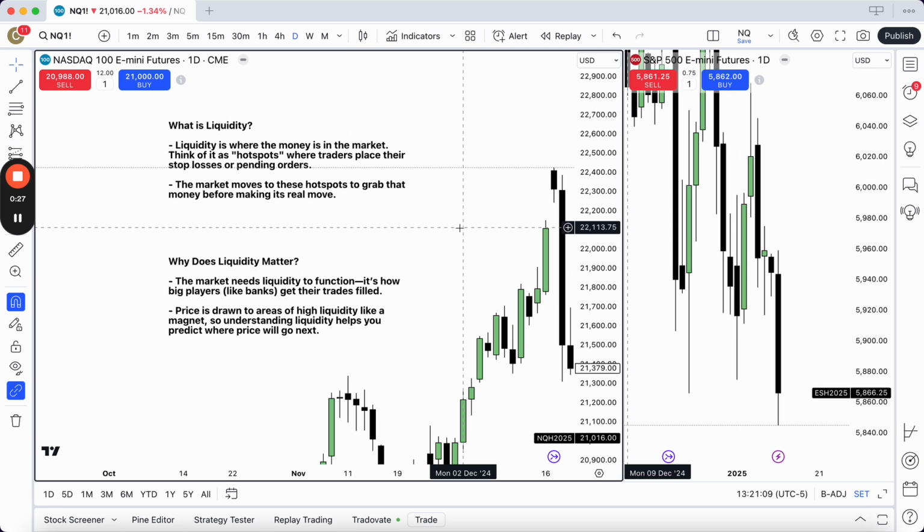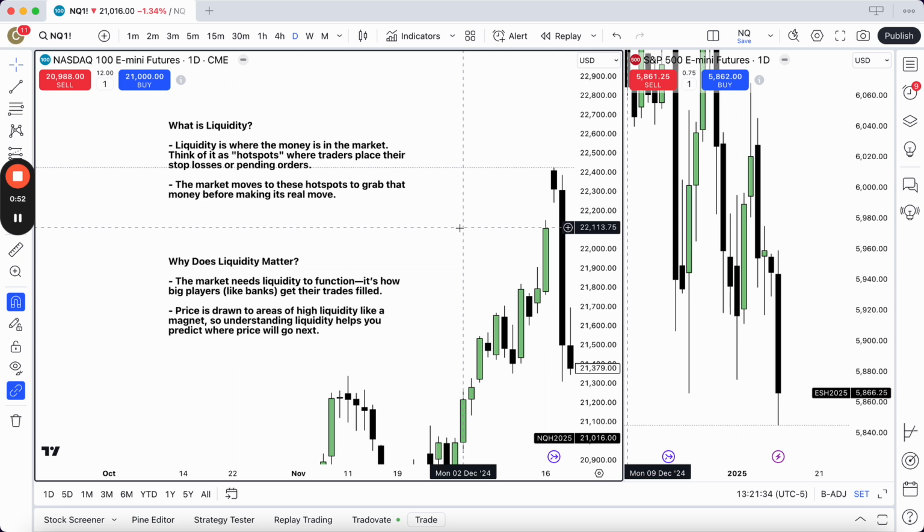So before I get into anything, I want to explain to you what liquidity actually is. Liquidity is where the money is in the market. Think of it as hotspots or magnets where traders place their stop losses or pending orders. The market moves to these liquidity hotspots to grab that money before making its real move.